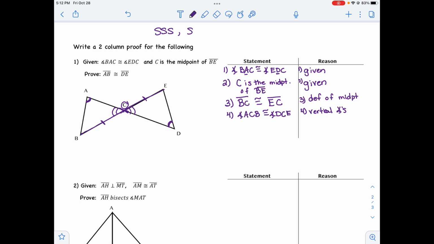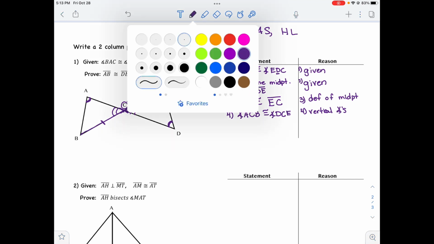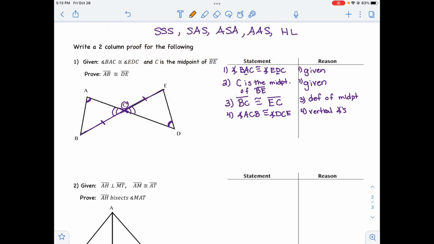It's congruent. Side, angle, angle, side, angle, angle, side, or hypotenuse leg. Those are the only ways that we can prove that triangles are congruent. So we've got to see what all we have. Well, the first one, we were given some information. We were given an angle. So this is an angle.